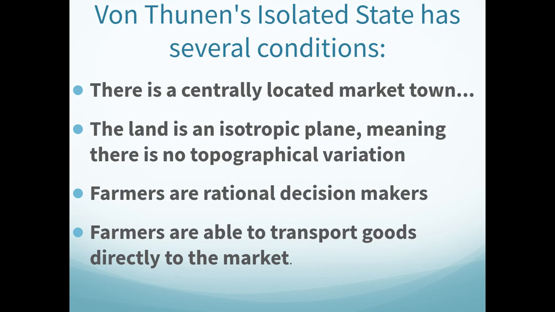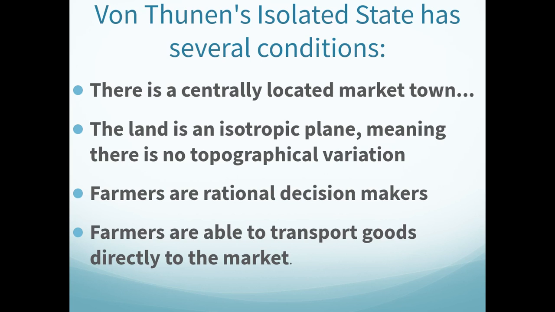Number one, a centrally located market town. Number two, an isotropic plain. Now you say, what's an isotropic plain? Well, an isotropic plain simply means there are no interruptions between the city and the farmer. There are no rivers, mountains, streams, etc. between the farmer and the city or the market.